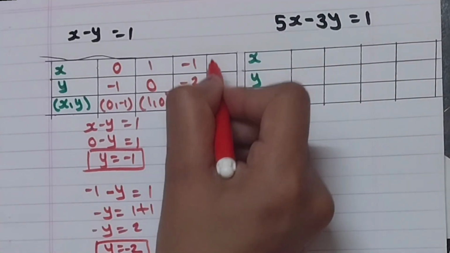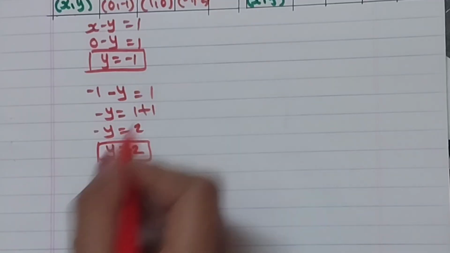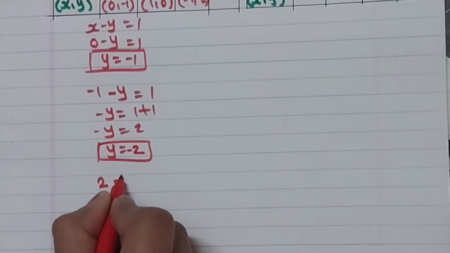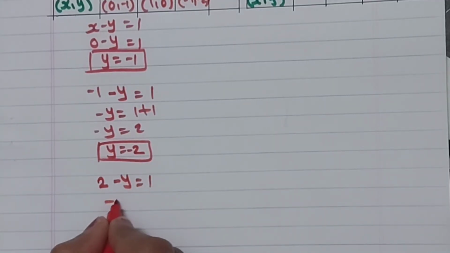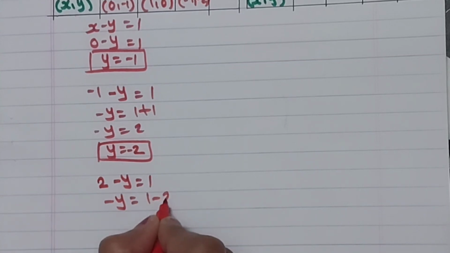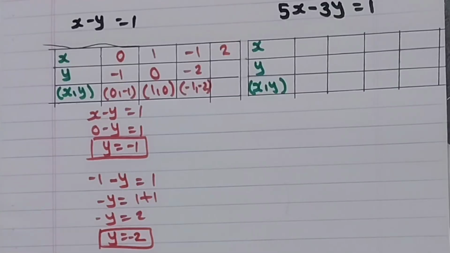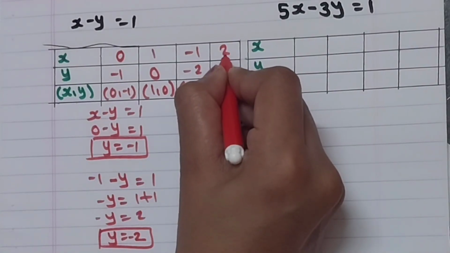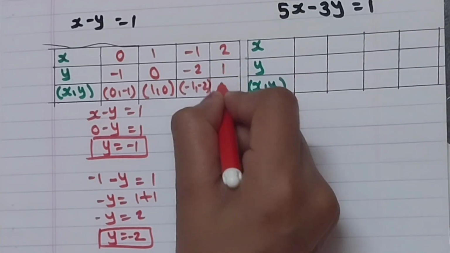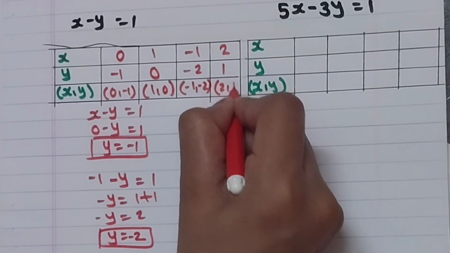Now if we put here x is equal to 2, so 2 minus y is equal to 1. So minus y is equal to 1 minus 2 is -1. So minus y is equal to -1. So y is equal to what? We get y is equal to 1. So if x is equal to 2, y is equal to 1. So we get 2, 1 here.